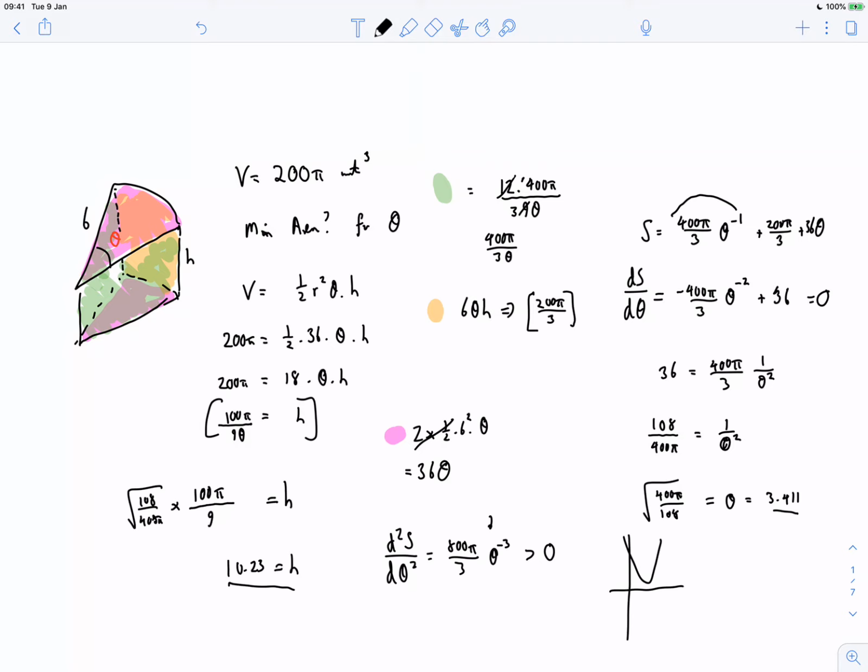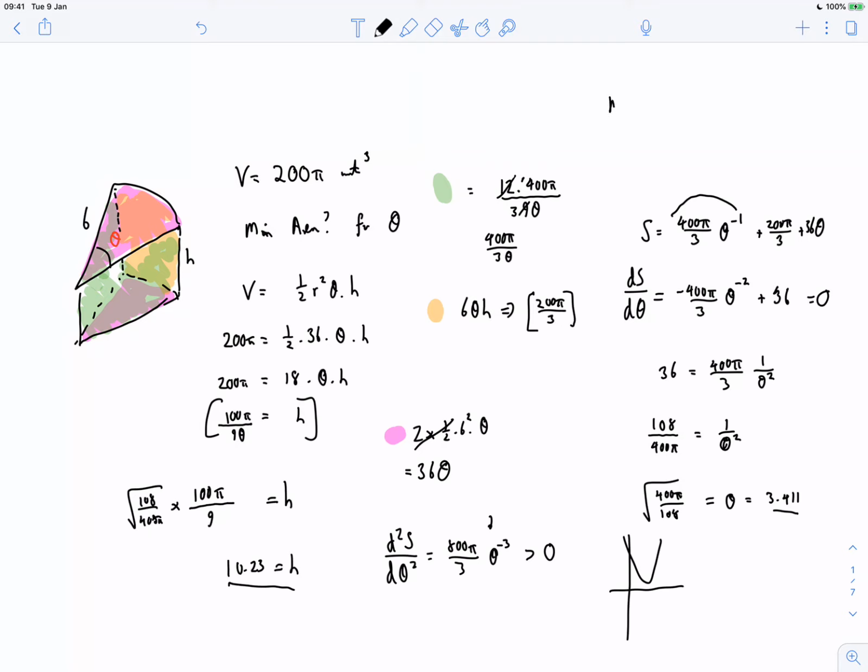and if I take that surface area and plug it in, the square root of 400π over 108, and then I'm going to plug that into the S value at the top, so 400π over 3 times the answer, plus 200π over 3, plus 36 times the answer. 455 is the minimal surface area for a volume of 200π units cubed. Yeah, interesting. So there you go.